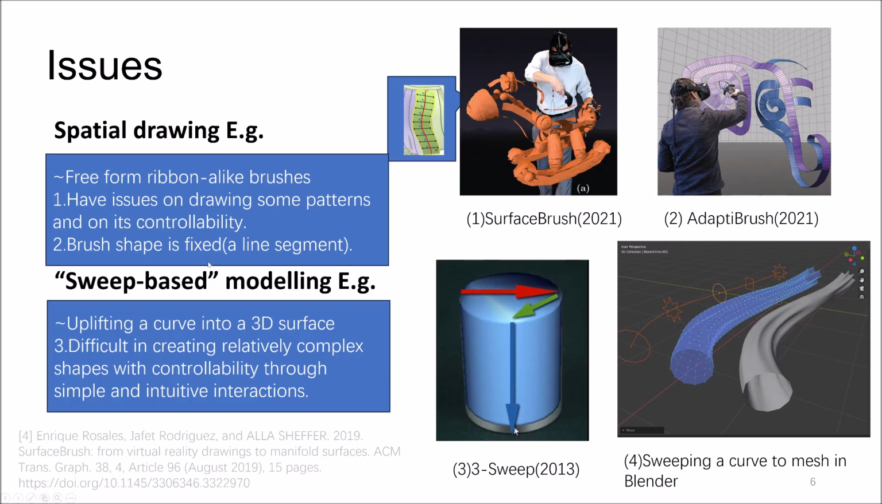In spatial drawing with ribbon-like brushes, we can extend the section shape to draw more complex things like tubes, vases, and inverted-type shapes. Freeform ribbon-like brushes also have issues drawing some twisted patterns. For sweep-based modeling, many desktop modeling tools are difficult to learn, as 3D Sweep relies on external input. They lack a simple way to create a sweep-based shape while keeping controllability.